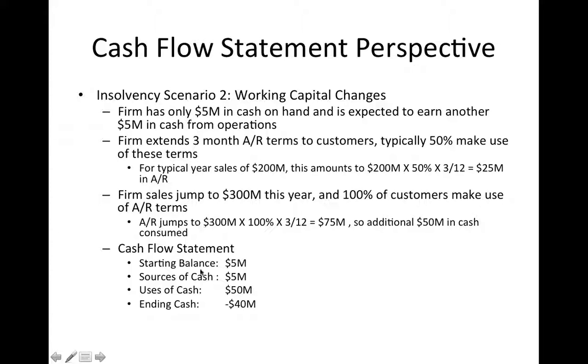They only have $10 million, so they can't fund that. So again, they start out with $5 million. Source, they get another $5 million from their operations. They use $50 million more in accounts receivable. They're $40 million short. So that is actually something that can happen to a company, is that they can find themselves very, very short on that.